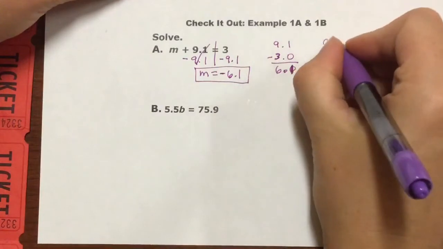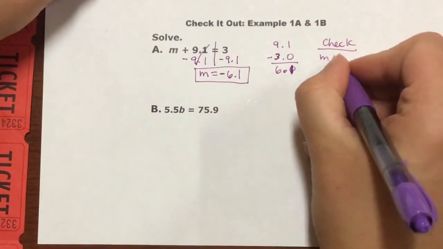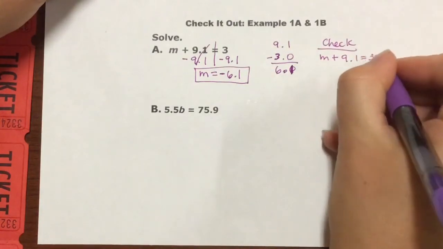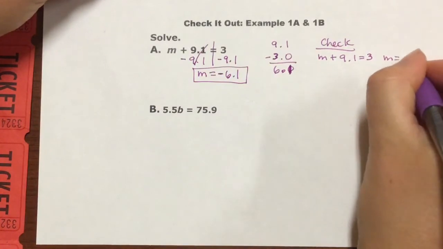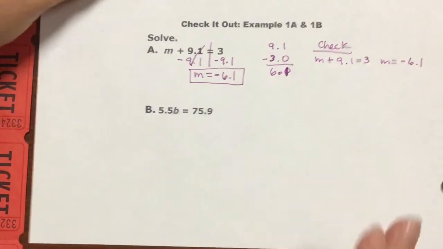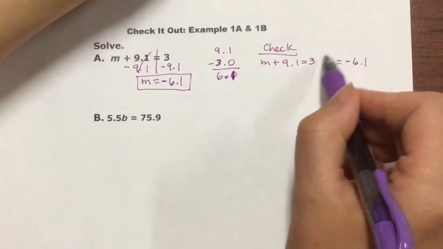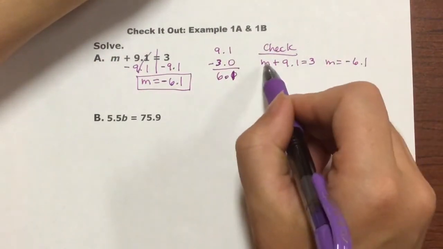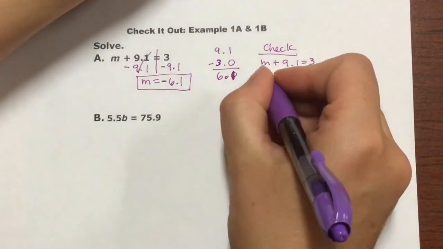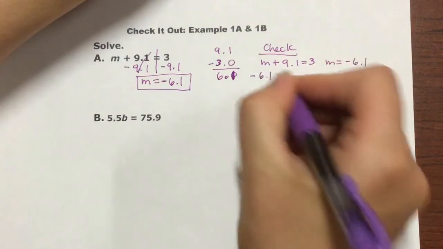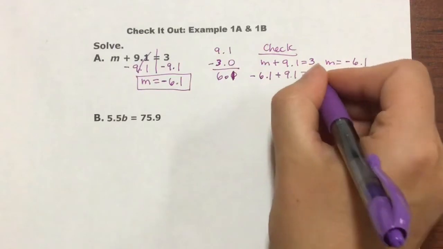So you should have a little check over here with the original equation written. First, m plus 9.1 equals 3. And we are going to be checking to see if m equals negative 6.1, and see if that's correct. So we are going to substitute negative 6.1 in for m right here in the original equation, because that's what it equals. So instead of writing m, I'm going to write negative 6.1 plus 9.1 equals 3.